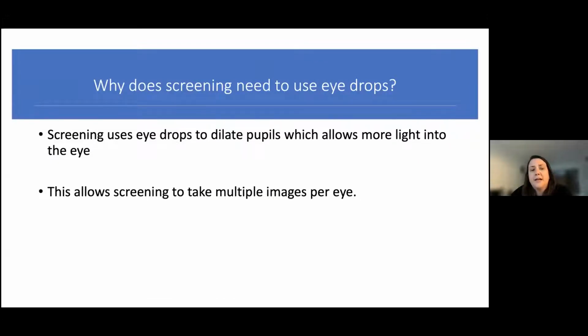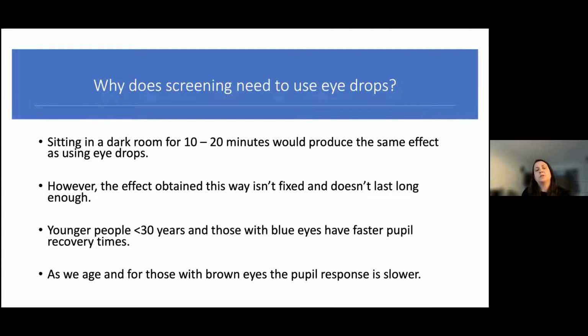We all love to hate the eye drops, but they are quite important for screening. They allow us to take multiple images of your eyes. The eye drops work in that they dilate the pupil, so they make it bigger and allow more light inside it. You get the same effect by sitting in a dark room for 10 to 20 minutes. But that method wouldn't fix the pupil, so it wouldn't stay dilated. As soon as that really bright flash comes from the camera, the pupils constrict and we can't get a decent second image or take the second eye either.